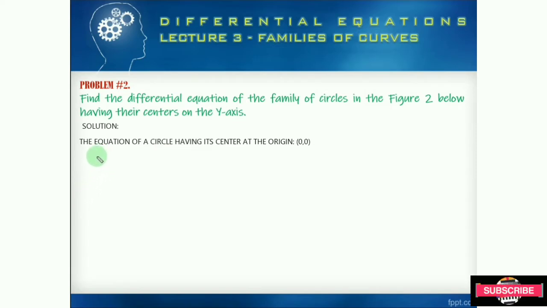So our equation for this is x squared plus y squared is equal now to r squared. Okay, this is now the standard equation of a circle with center at the origin. But how about if we have a circle where its center is not in the origin? Okay, so what will happen to this equation of circle?